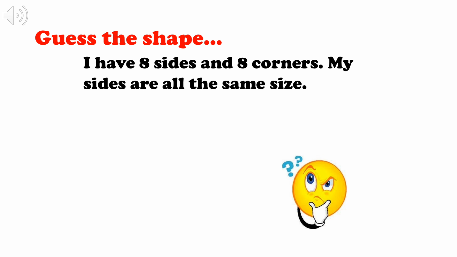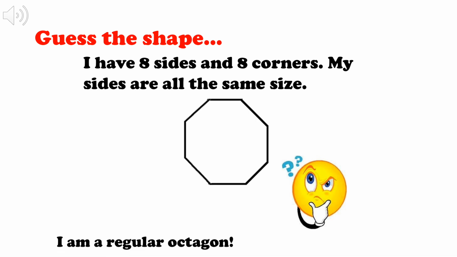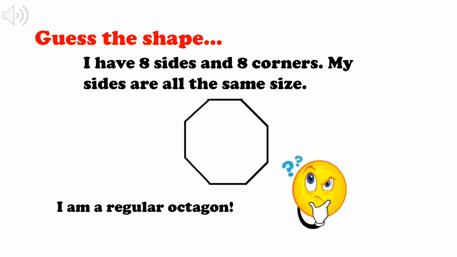Okay, next question of guess the shape. I have 8 sides and 8 corners. My sides are all the same. Write the answer in your book. Did you get that one correct? Well done, I am a regular octagon. I have 8 sides and 8 corners. My sides are all the same.